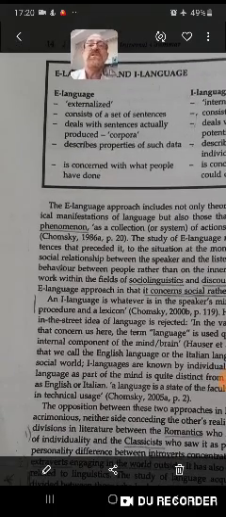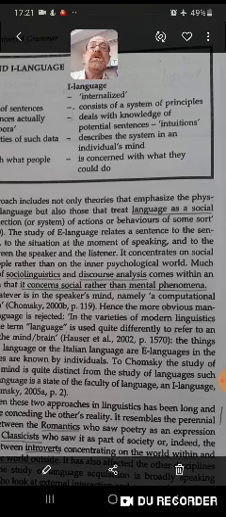What about this part? Describes properties of such data. This is not psychology. Maybe it is علم الاجتماع or something else. Sociolinguistics. But here it is psycholinguistics. So this is another difference.